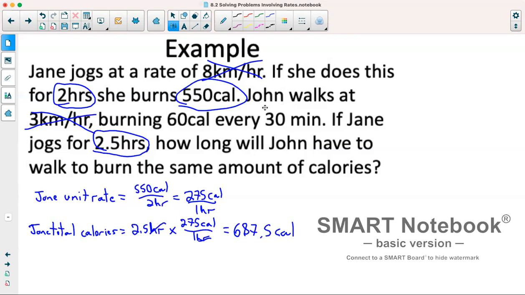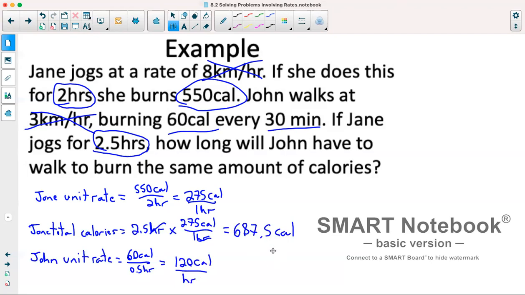Now we'll look at John's stuff. So John burns 60 calories every 30 minutes. So we'll calculate John's unit rate, which is 60 calories every 30 minutes, which is 0.5 hours. So he does 120 calories per hour.